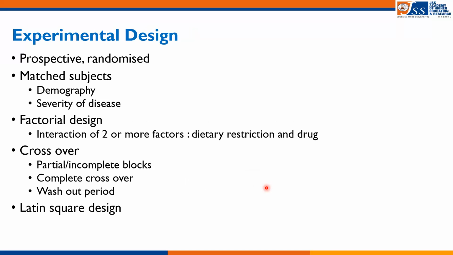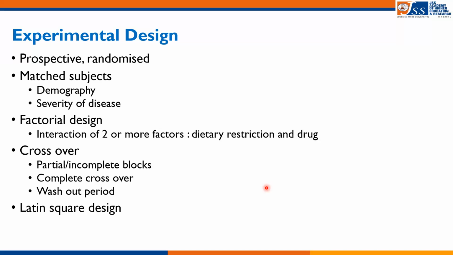The experimental design talks of prospective and randomized. The term prospective refers to a study which is aimed to provide a benefit. Randomization is where the number of patients is grouped into different groups based upon a definitive criteria. Sometimes we match the subjects. That means if 4 people are from Bangalore and I have 2 groups, I put 2 people in one group and 2 people in the other group. That means I'm matching the demography. Similarly, the severity of the disease.